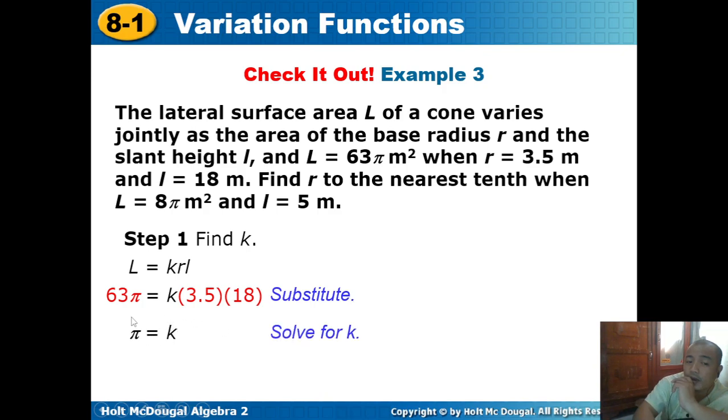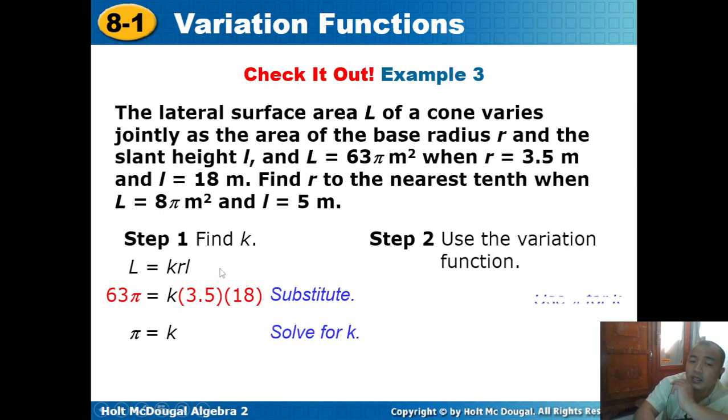which is equal to pi, because 18 times 3.5, 7 halves na yan. So 18 times 7 halves, 9 times 7, 63. So 63 pi divided by 63 is pi. K equals pi. So therefore the equation is L equals pi R l. Ito na yung equation of variation. Capital L equals pi R l, small l.